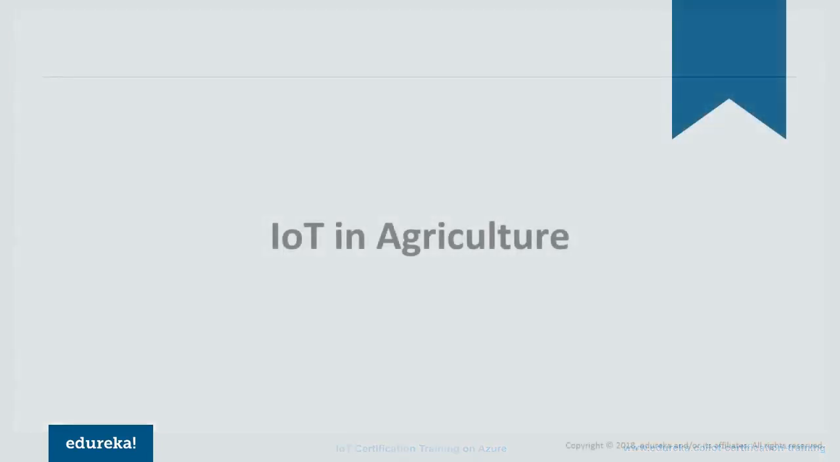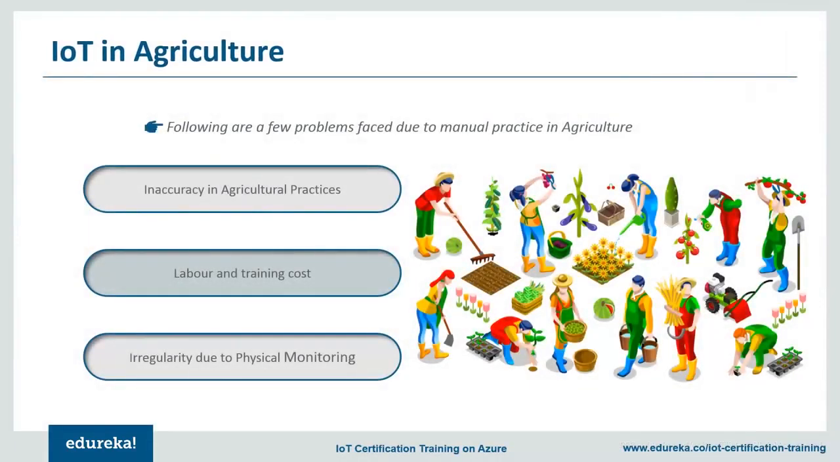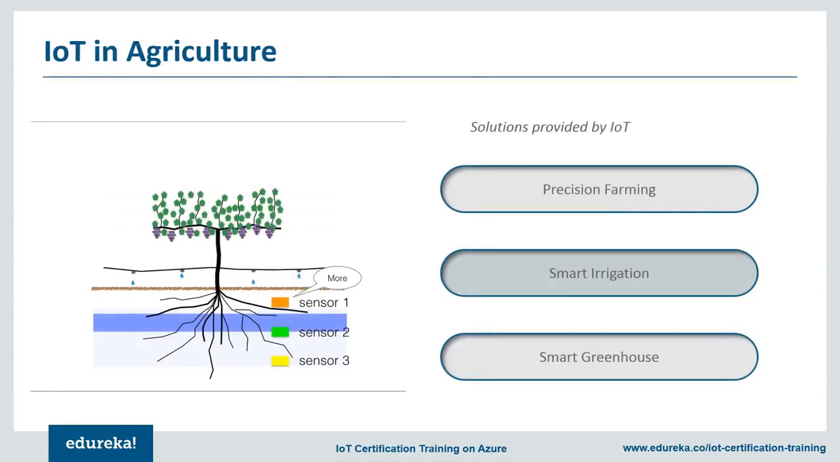So next we have a sector which is most neglected despite the importance it holds, that is agriculture. However, manual handling often results in loss of energy, labor cost, and other inaccuracies, which make all its processes less effective. Internet of Things here can provide a number of solutions. Precision farming, smart irrigation, and smart greenhouse are a few to name.